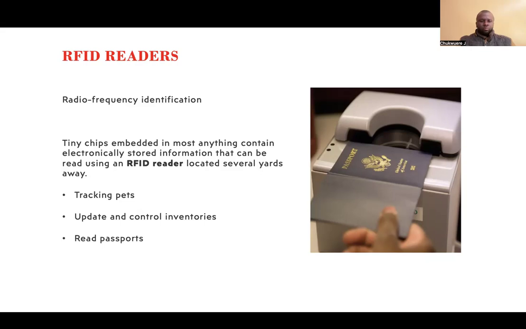RFID reader. Okay, now you can see the passport placed on that machine, which can read and display the picture of the person and the name and everything contained in that very passport. It's also being used today by farmers to tag, control, and monitor their livestock, like I can see here, tracking pets. So farmers are now using it to track the movement of their pets, of their livestock, of every living livestock.